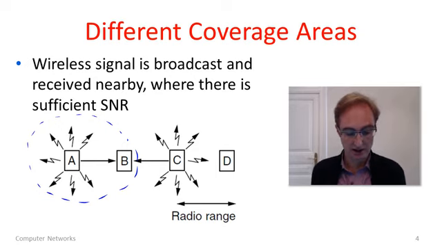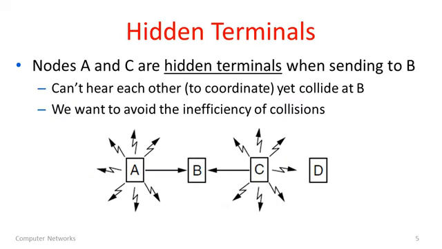You can see the radio range here is indicated as just enough to get from one node to the next, but not a lot further. B, by the way, when it sends, its signal will be received by A, but also by C, because that's also within radio range. Different coverage areas lead to problems.